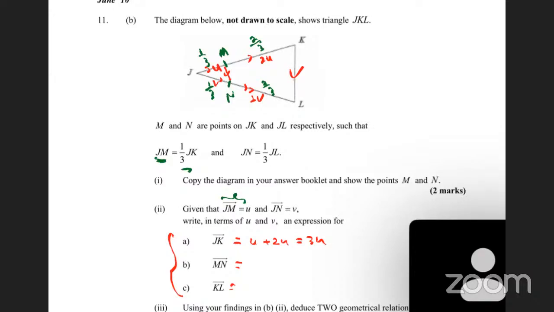No, you're not adding the fractions, Aliyah. All you're adding is everything in terms of U. So it's not 1/3 U. It's just U and 2U.